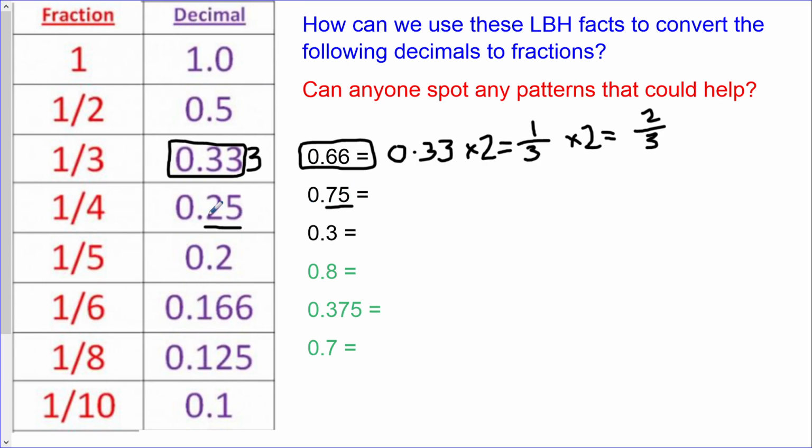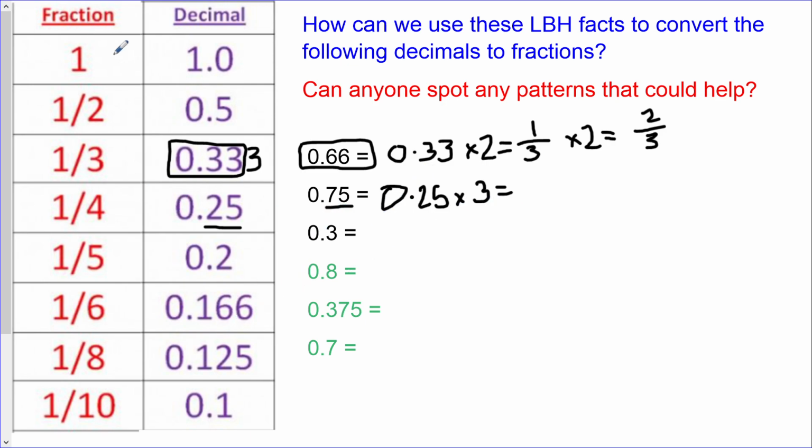So we know then, because there's a link between 25 and 75, there has to be a link between 0.25 and 0.75. So 25 multiplied by what would give us 75? Well, we know that. 25, 50, 75. So that is 25 times by 3 would give us 75, so 0.25 times by 3 must give us 0.75.